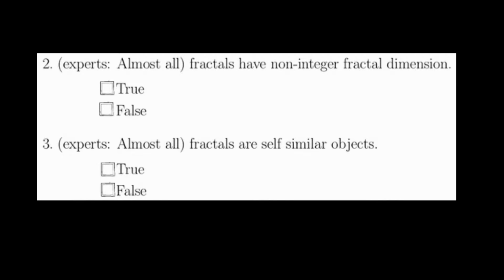Questions 2 and 3 really go together. Some people define fractals as self-similar objects. Others define fractals as objects which have non-integer fractal dimension, in particular non-integer Hausdorff dimension. The problem is that depending on which of these definitions is prescribed to, the other definition can sometimes be wrong. That is, there are objects that are self-similar but do not have a non-integer Hausdorff dimension, and there are objects with non-integer Hausdorff dimensions that are not self-similar.